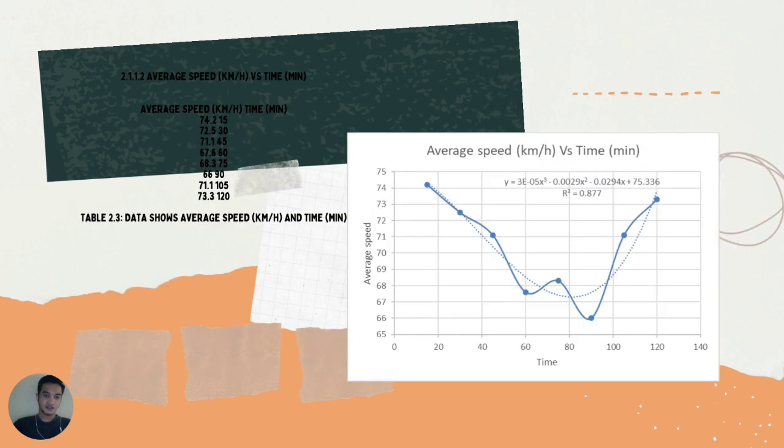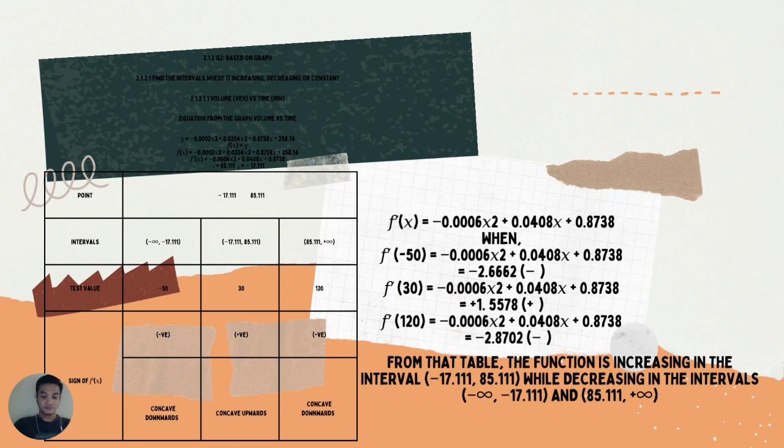As for the average speed versus time graph, we already plotted it and the data shows that it is decreasing and then increasing a bit, decreasing again, and after that it is increasing upwards. So the average speed for the traffic is around 70 km per hour. For the next slide.